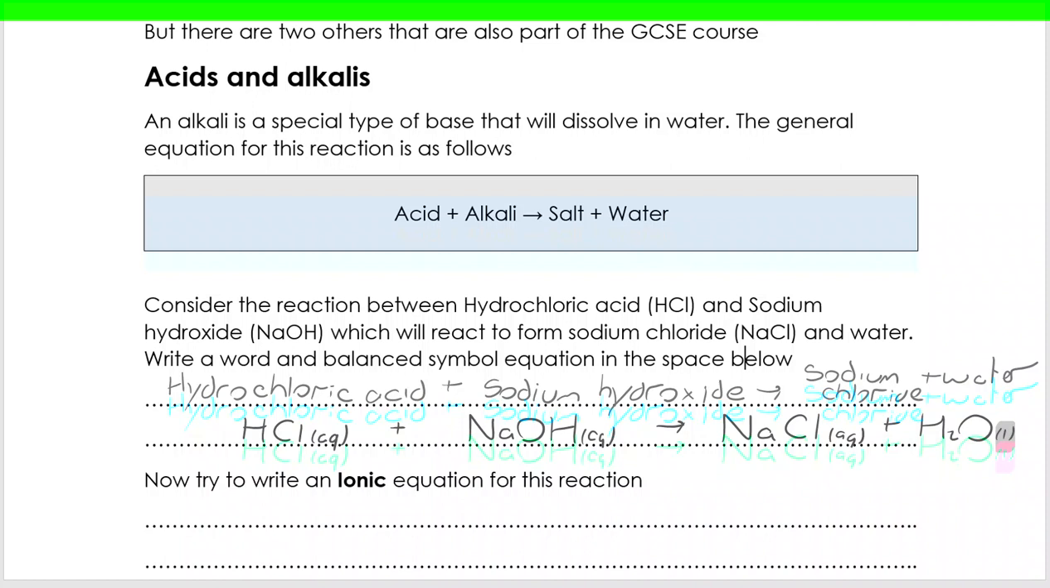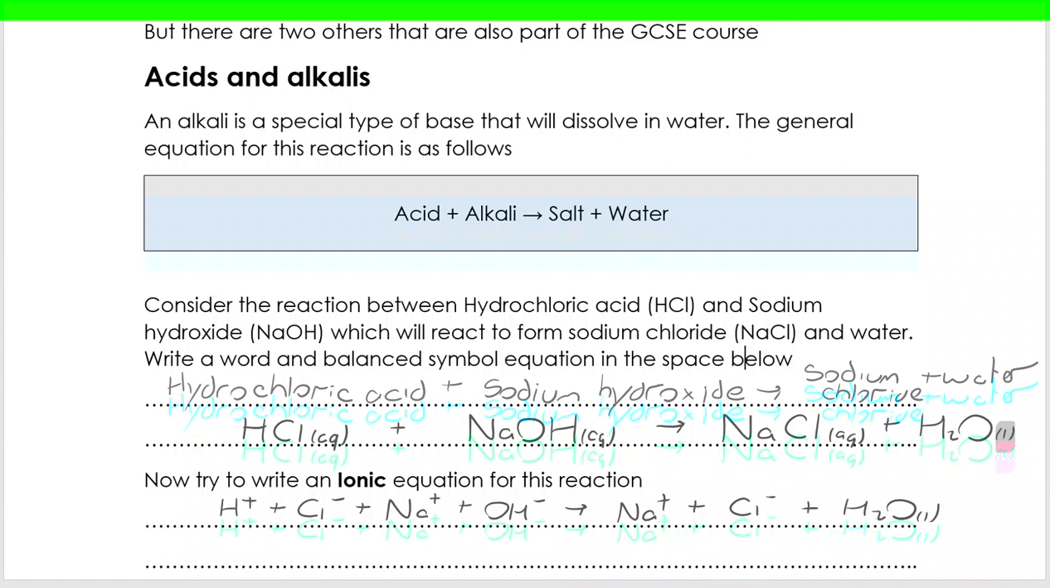And then ionic equations that we've spent quite a bit of time in earlier videos looking at. Let's start by breaking down the ionic aqueous compounds. So my HCl becomes H plus and Cl minus, NaOH becomes Na plus and OH minus, NaCl becomes Na plus and Cl minus. But H2O is unchanged because it's covalent, so that stays as it is.